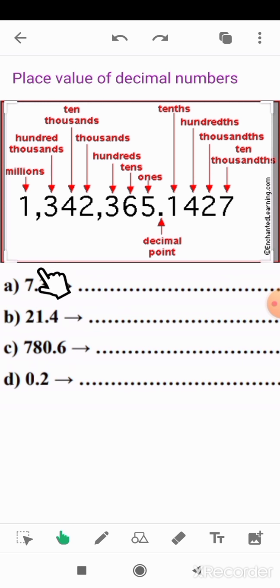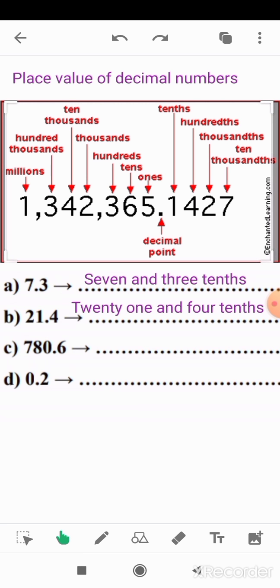If I have these numbers and I want to write them in words. We have 7.3. So how can I write this number as a word? I will write 7 as 7 and 0 point. The 3 we call tenths. So I have 7 and 3 tenths. Number B, we have 0.4, so we will write it as 0 and 4 tenths.